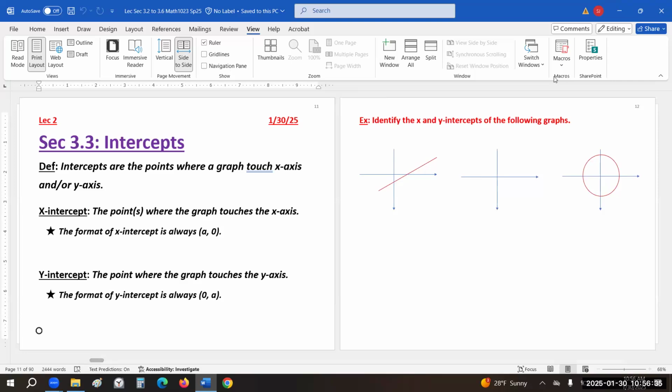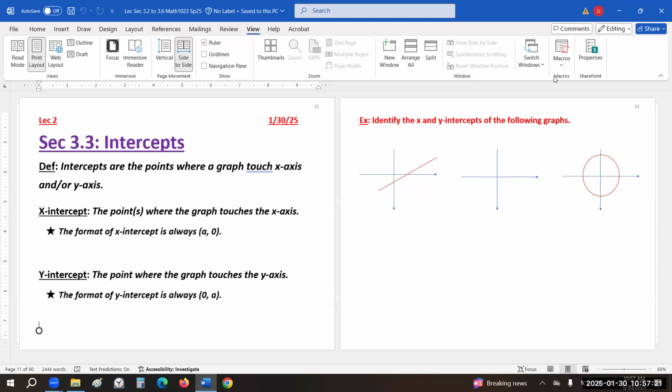So we have two types of intercept. One is the x-intercept, one is the y-intercept. X-intercept means where your graph is crossing the x-axis. That point is called the x-intercept. And since we are crossing the x-axis, we have a number for x, but our y value is always 0. Similarly, the y-intercept is where the graph crosses the y-axis. That point on the y-axis is called the y-intercept. Since it's the y-axis, the y value has a number, but the x value is always 0. Okay?